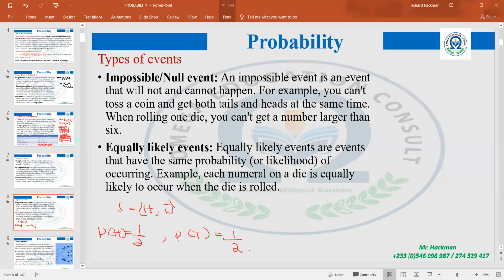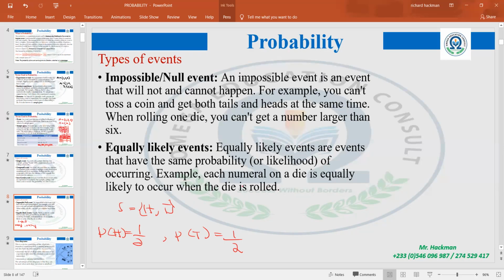Okay, so now let's see. If you roll a die, I'm talking about getting a 1, getting a 2, getting a 3, up to getting a 6, will the events be equally likely? Okay, and what will be their corresponding probabilities? 1 over 6. So it's the same thing.